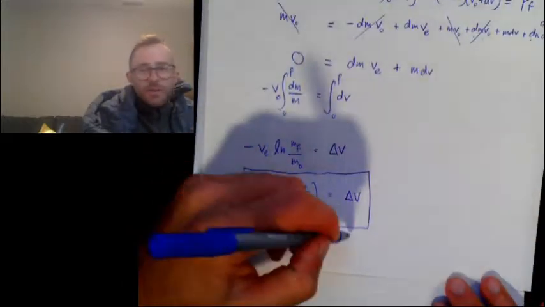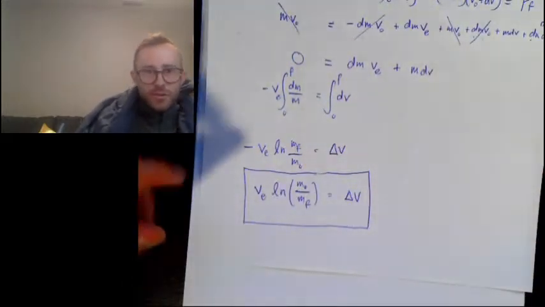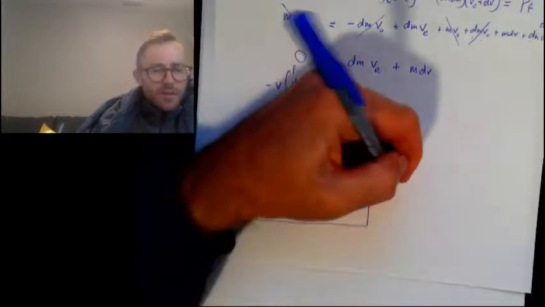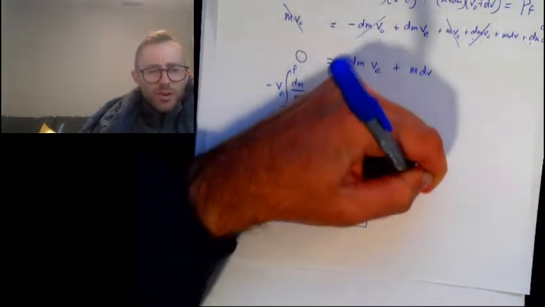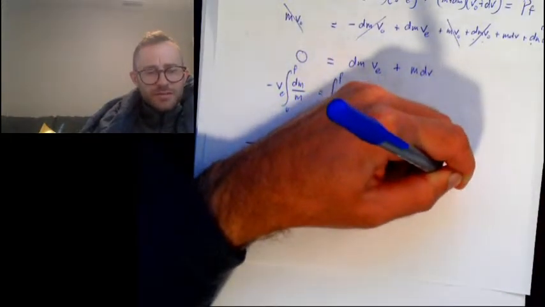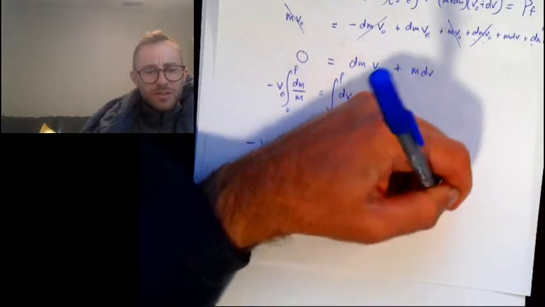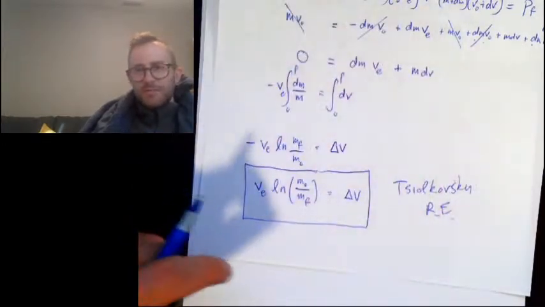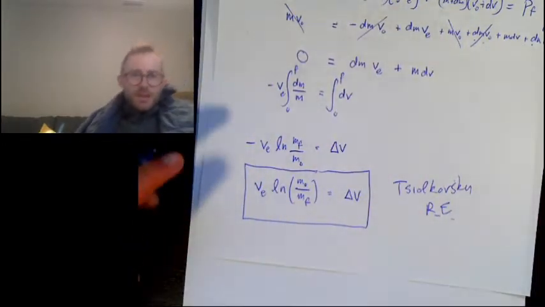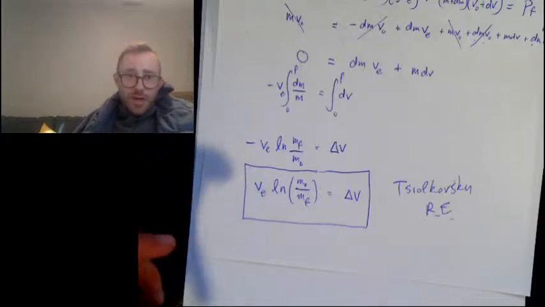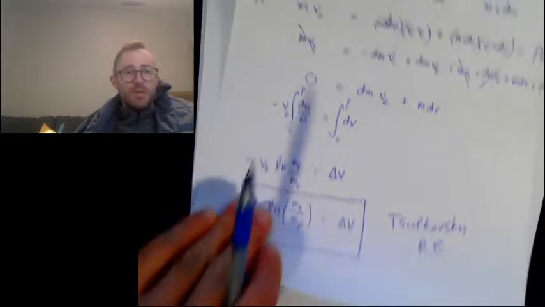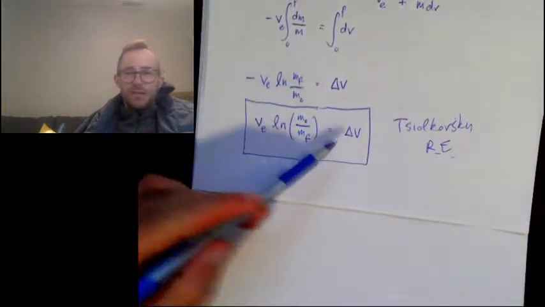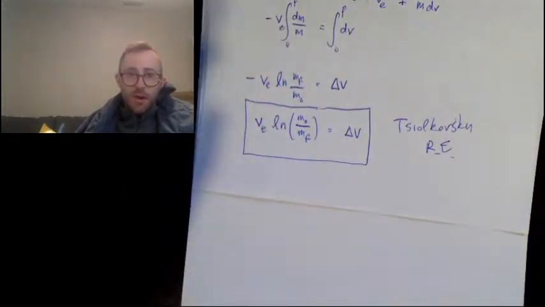So this is a very famous equation that I just derived. It's called the rocket equation. It might be called the Tsiolkovsky rocket equation. You can look it up. It's used by NASA. It's an application of momentum conservation. So how do we get the biggest change in velocity of a rocket?